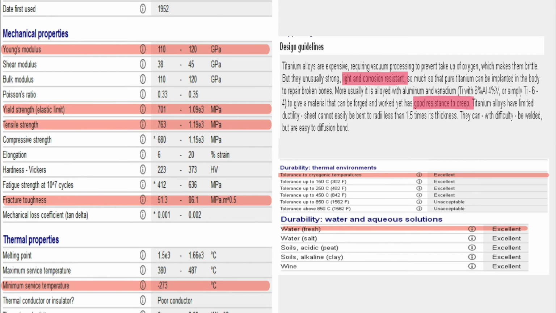Here is some more information about the properties of titanium alloys. It has a low density compared to the materials that passed the screening process. It has a high Young's modulus, a high yield and tensile strength, and a high fracture toughness. Titanium alloys can operate at really low temperatures, and in the design guidelines, you can see it has a good resistance to corrosion and a good resistance to creep. They are durable in cryogenic temperatures and are durable to water, which is beneficial because planes can occasionally fly in rainy weather.